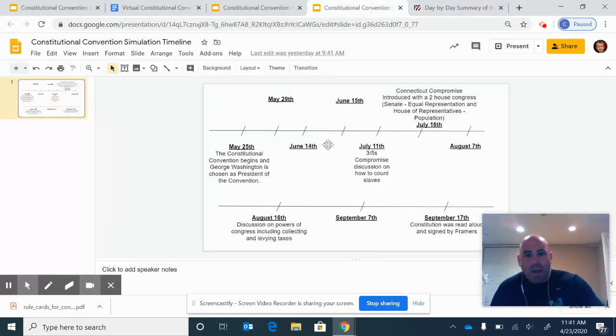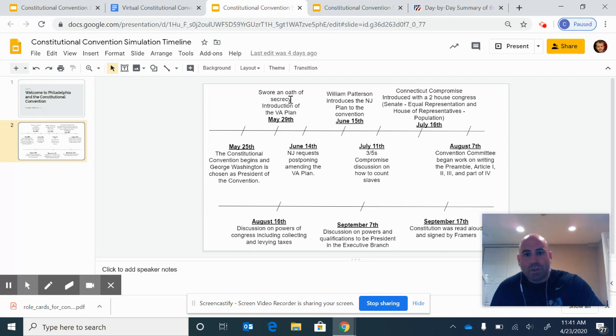Yesterday, you should have received this timeline and filled in the five that were blank. So I'm just checking completion. Did you add that? Your timeline should look something like this.